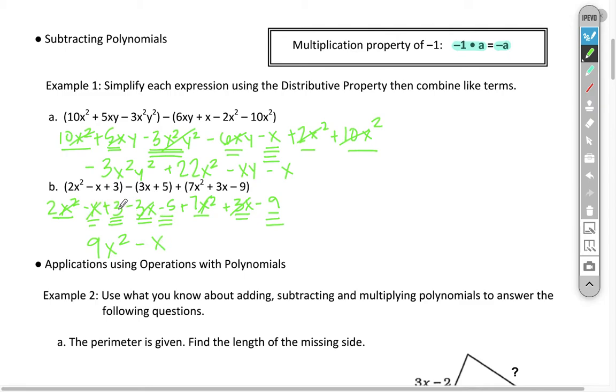And now we've got positive 3, negative 5, and negative 9, which is going to give us, so 3 plus negative 5 is going to give us negative 2. Negative 2 minus 9 is negative 11. So 9x squared minus x minus 11.